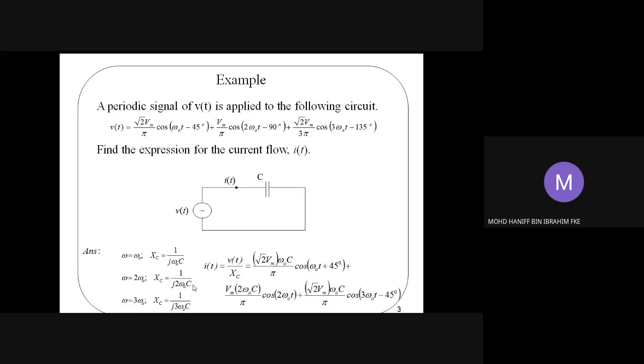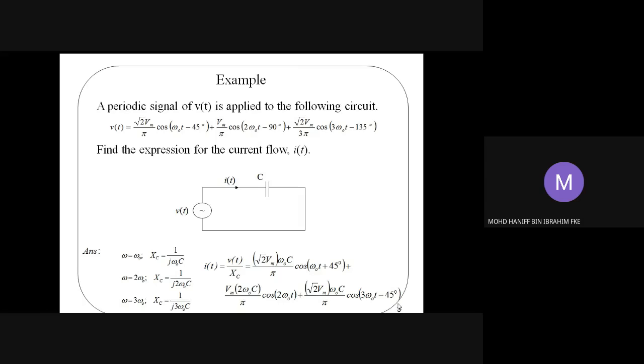Okay, and finally, for the third frequency, we have these terms here. So Vm omega naught c divided by pi, so divided by 3 pi, and this will be divided by these terms here. And the phase, which is previously negative 135, will then become negative 45 degrees.